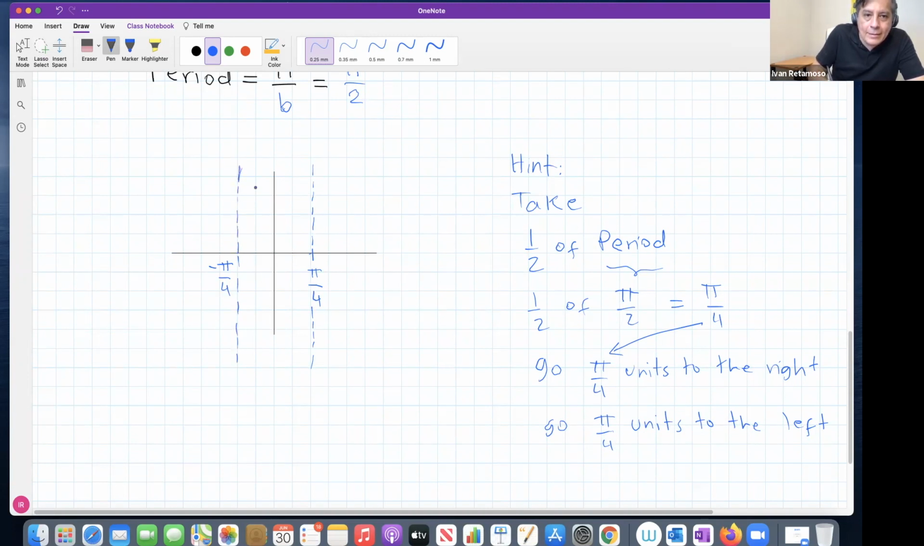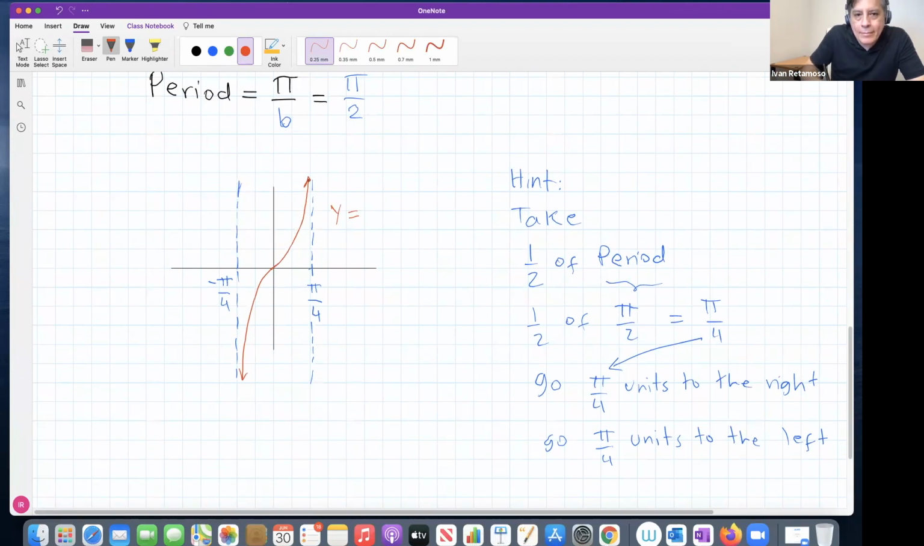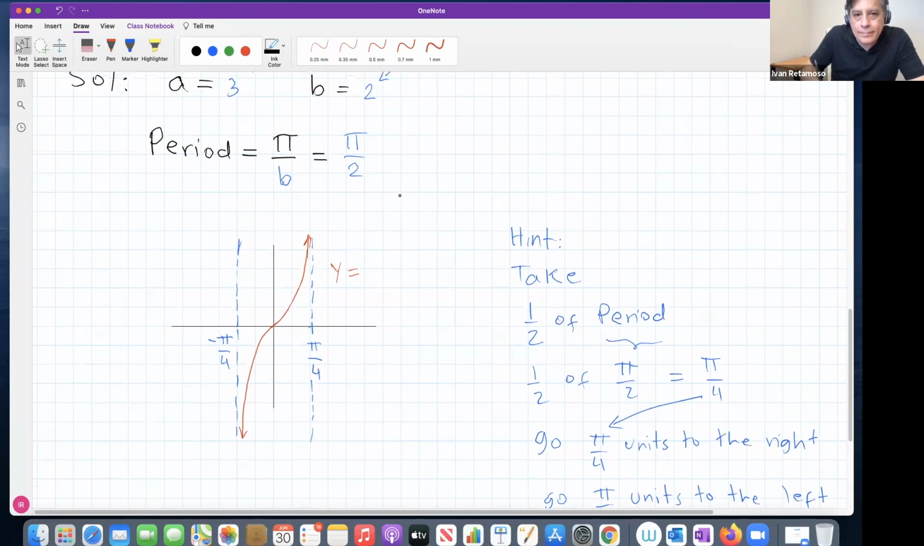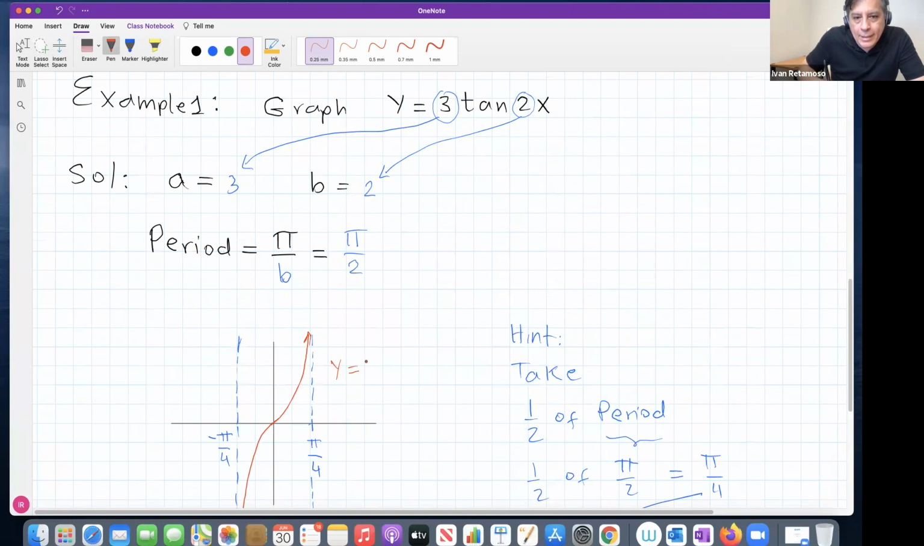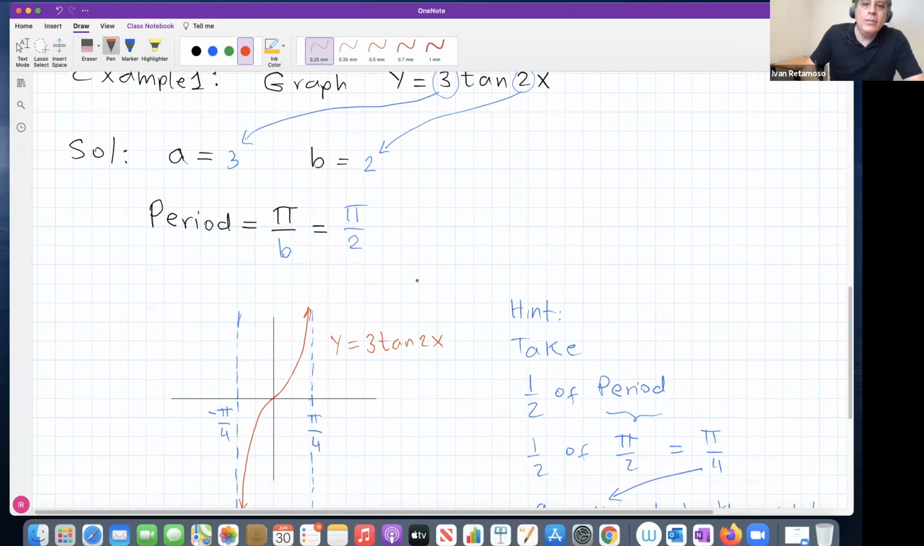And there, considering these two vertical asymptotes, then draw the chair there, right? So the chair should be asymptotic here, going through the origin, because remember tangent of 0 is 0. And then asymptotic here as well, right? This is it. This is the graph of y equal 3 times tangent of 2x, right?